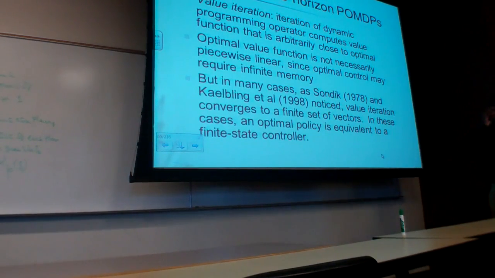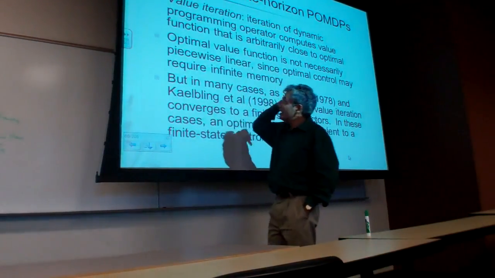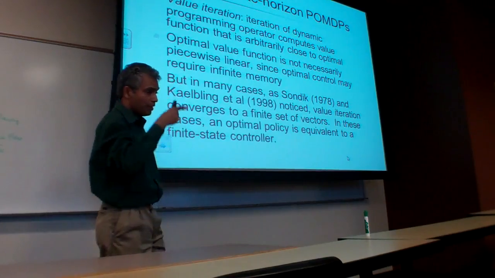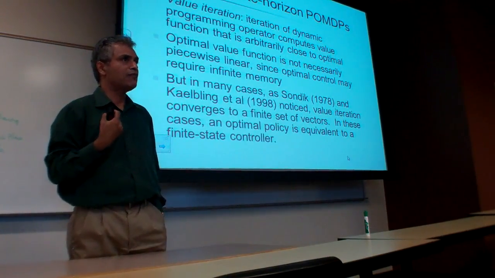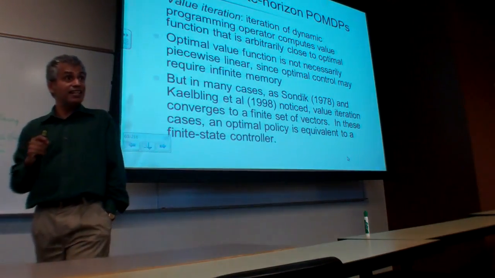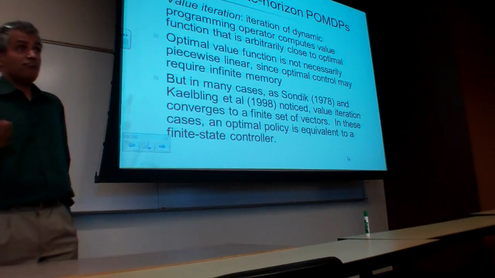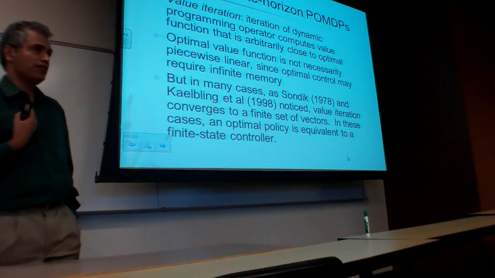Okay, just because it's undecidable doesn't mean that you cannot solve it for small sizes. So in general, the problem is value iteration. The value function may not be piecewise linear for an infinite horizon problem. And if it's not piecewise linear, then you're dead, basically, because you need infinite space to just represent the policy.